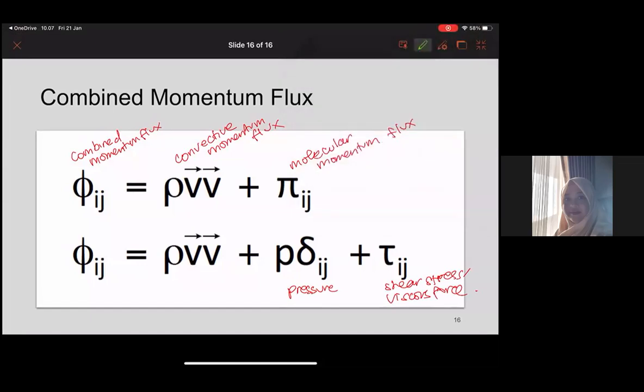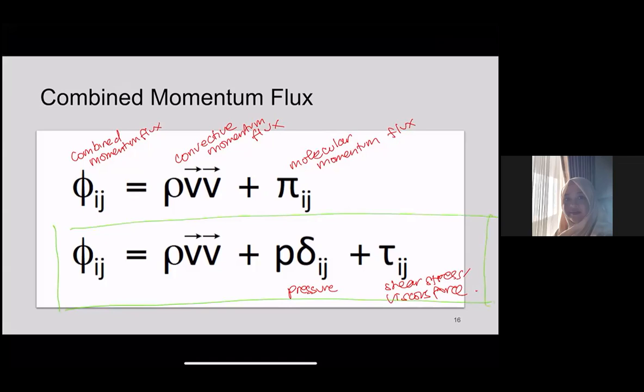Okay, and so this is the one formula that we need to look at, yeah: the combined momentum flux equals the convective momentum flux plus the molecular momentum flux, where the molecular momentum flux equals the pressure and the shear stress. Okay, so that is the end of the first slide, the first presentation.